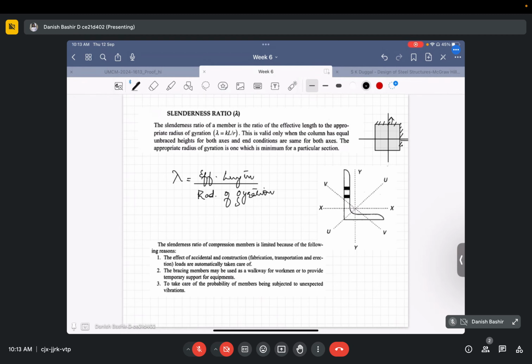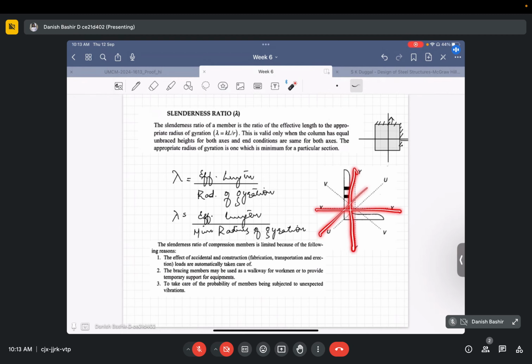So another definition is lambda is equal to effective length divided by minimum radius of gyration. Like we have one angle section here, we have three axes here, one axis, two axes and three axes. We will have three radii of gyration along the three axes, x-axis, y-axis and vv-axis, and if it is an unequal angle section, it will be different along all three axes.